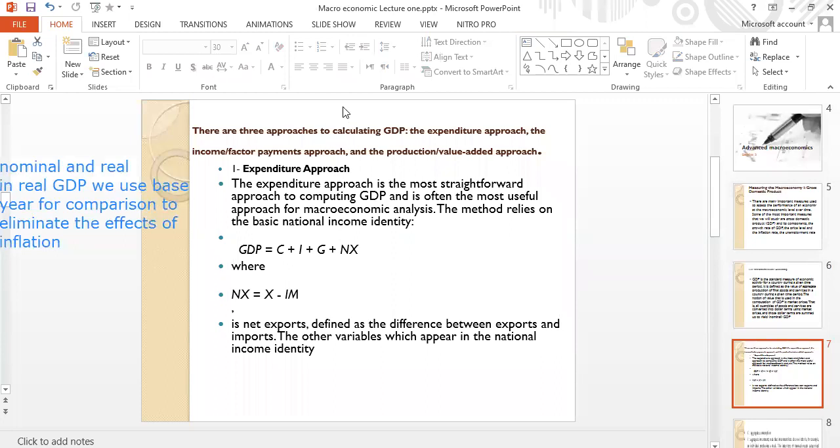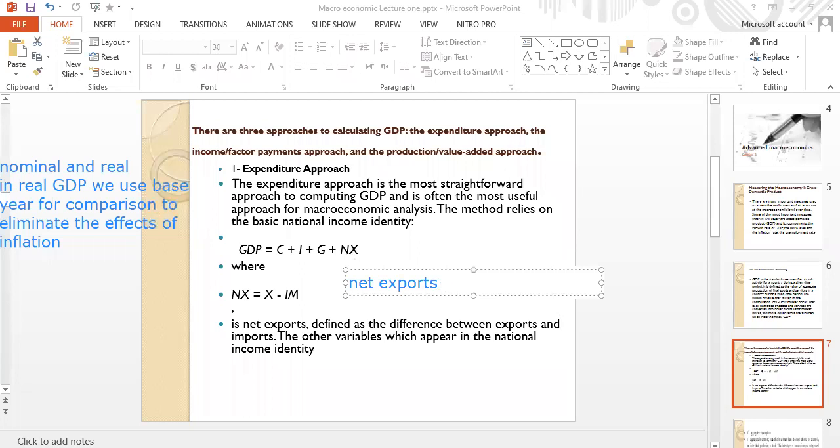This method relies on the basic national income identity. So here GDP equals C plus I plus G plus net exports. We use net exports because we consider exports minus imports as expenditure on foreign sector goods. Net exports is the difference between exports and imports, the other variable which appears in the national income identity.